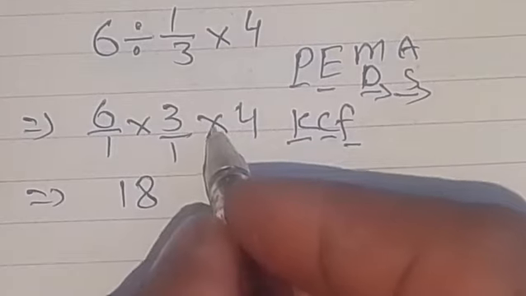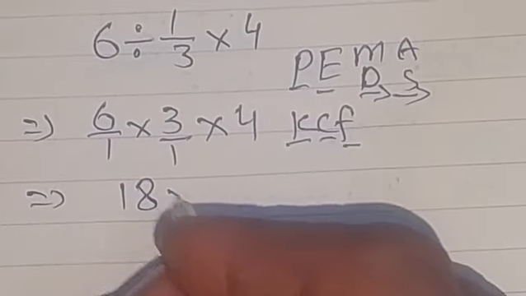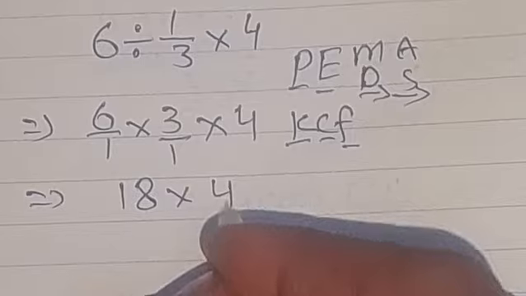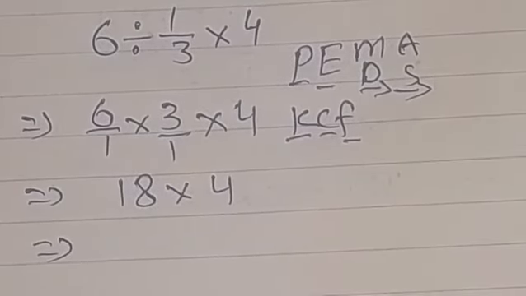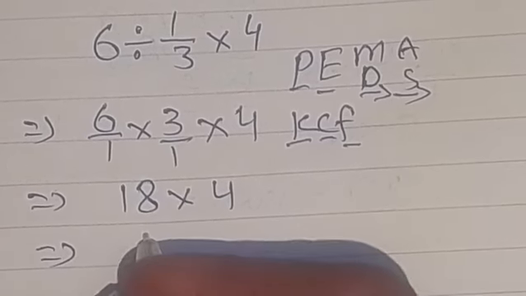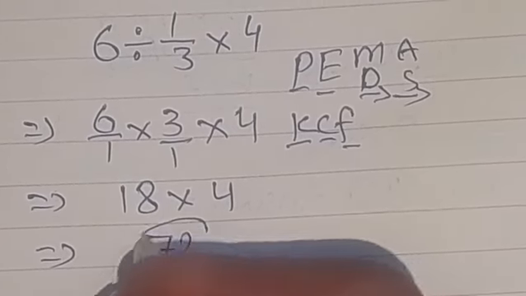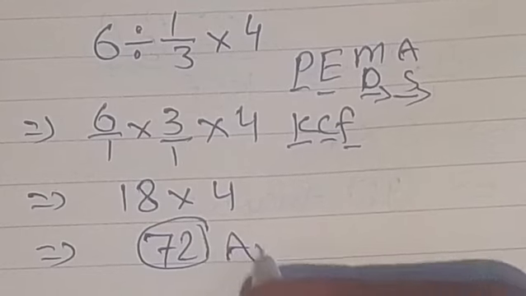And here, multiplication, multiply by 4. Now 18 times 4 gives us 72. So the final answer is 72.